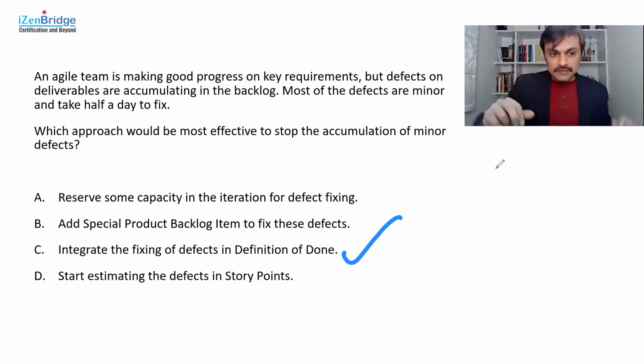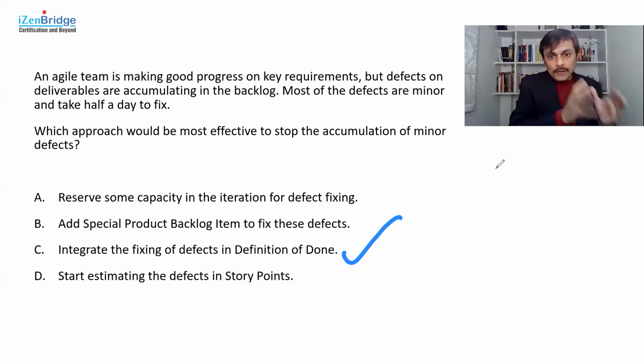Now let's look at option C, which I selected as the preferred option from my side. Integrating the fixing of defects in the definition of done. So what does it mean? The definition of done is an agreement which the team makes among themselves as well as with the stakeholders to say that we will finish all this before we declare a particular backlog item complete. So if they include the fixing of minor defects as well, along with doing the requirement, then they won't mark these particular items done till the time these defects are also completed.